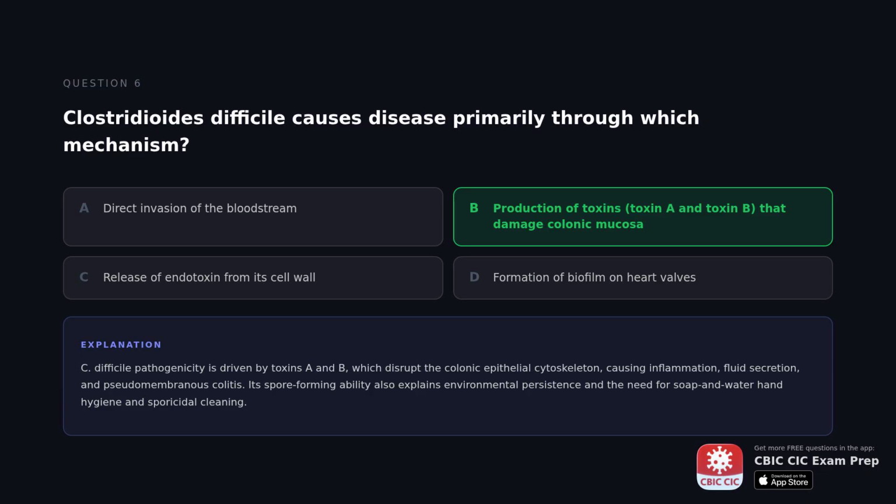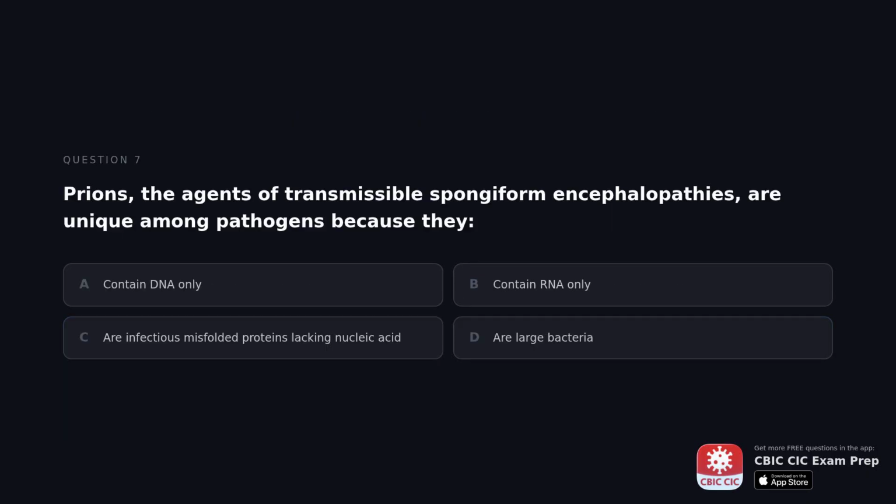Prions, the agents of transmissible spongiform encephalopathies, are unique among pathogens because they: A. Contain DNA only. B. Contain RNA only. C. Are infectious misfolded proteins lacking nucleic acid. D. Are large bacteria.